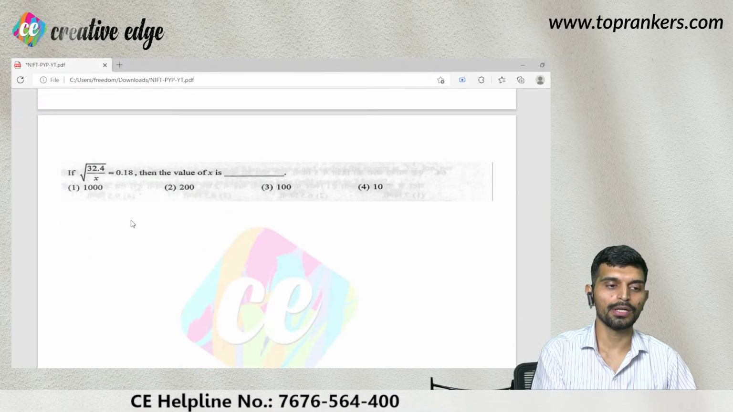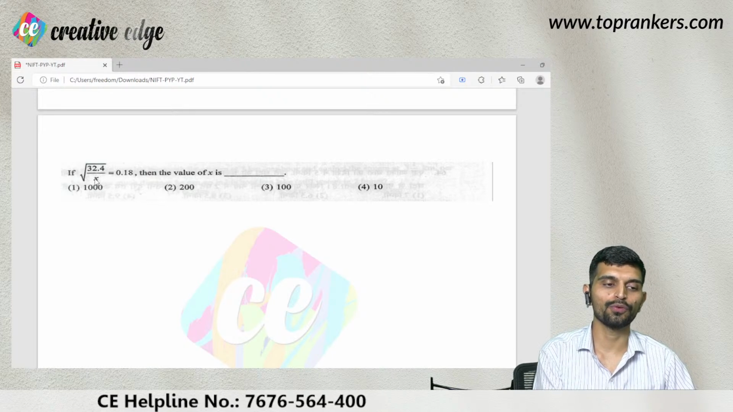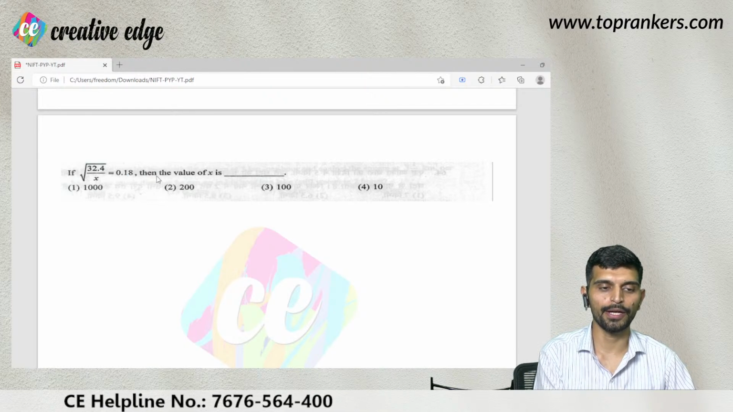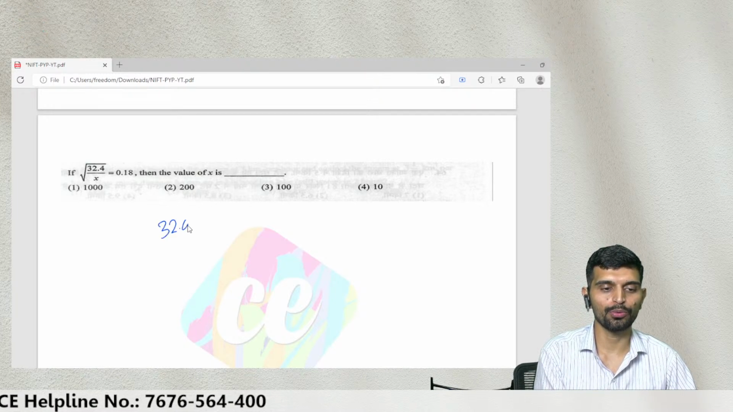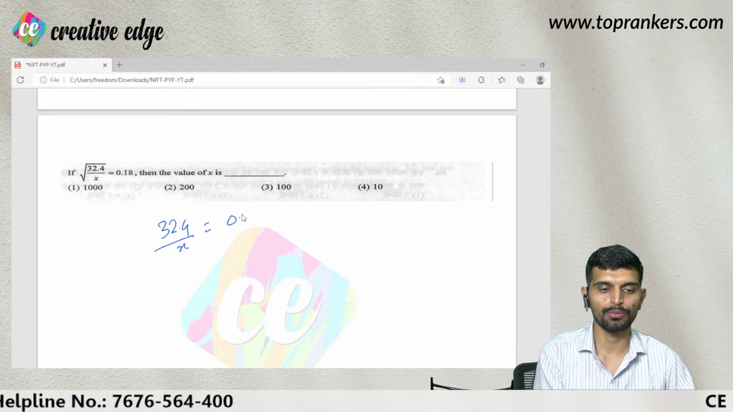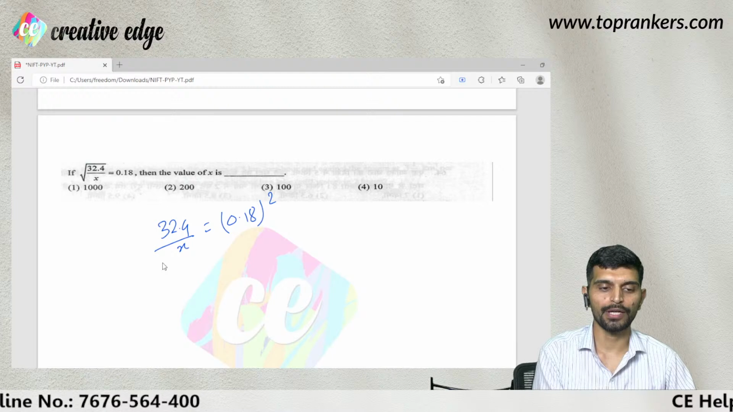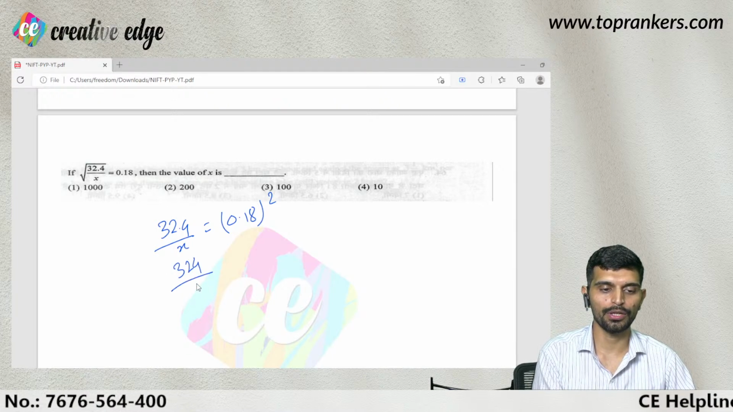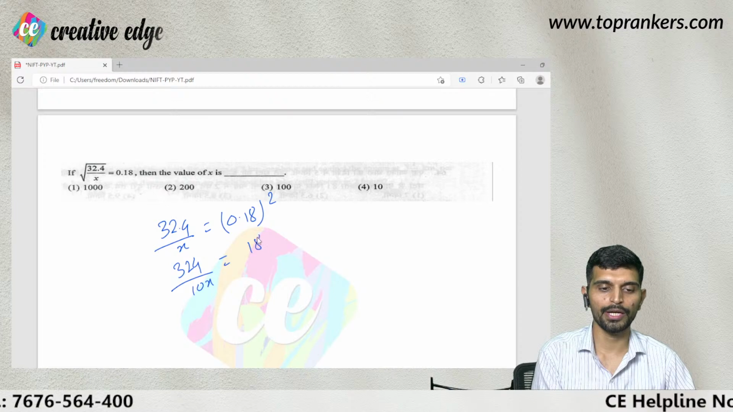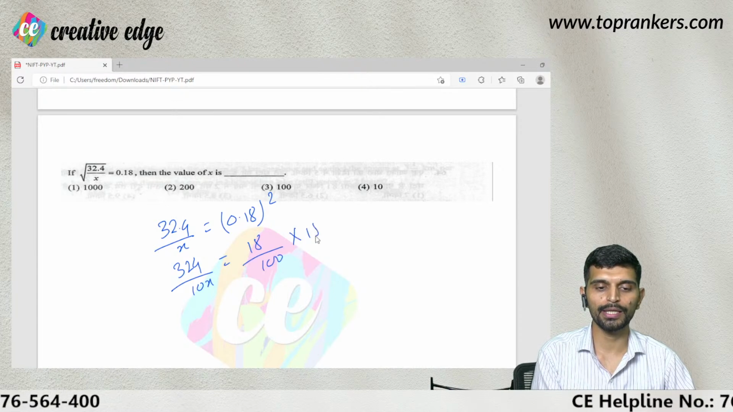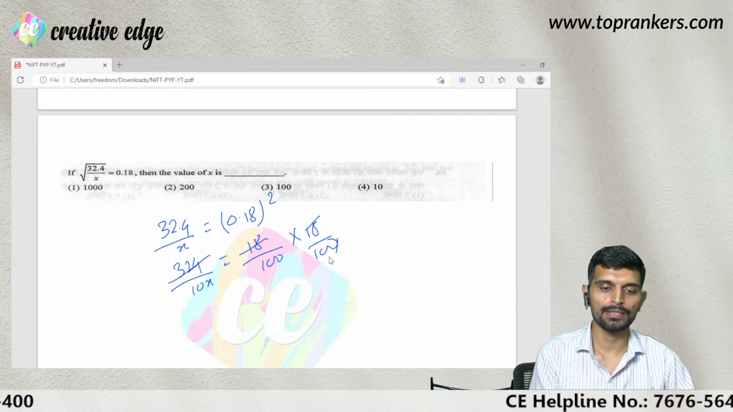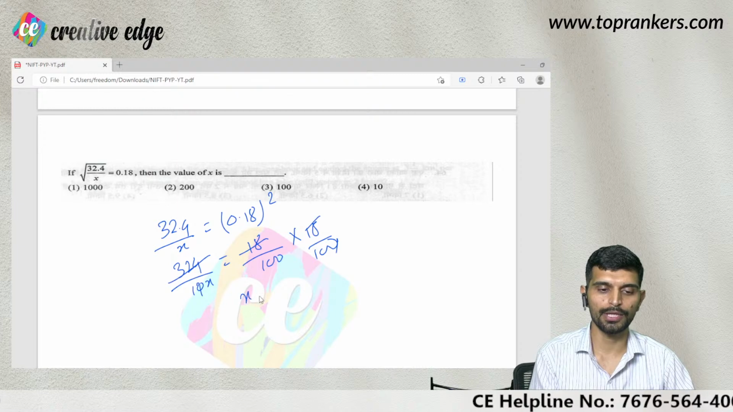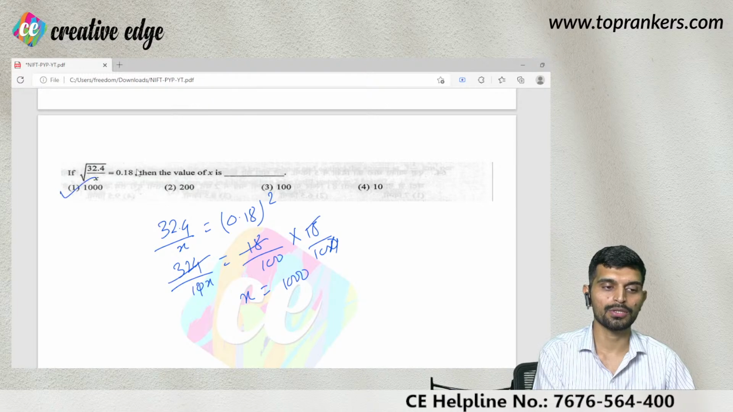Next, under root 32.4 divided by x gives you 0.18. So the value of x is. So if we square both sides, we'll have 32.4 upon x is equals to 0.18 square. And if we expand it, you'll have 324 divided by 10x is equals to 18 upon 100 into 18 upon 100. So 18 into 18 is 324, and this gets cancelled. If we cross multiply, we will have x equals to 1000, right? So answer here should be 1000.